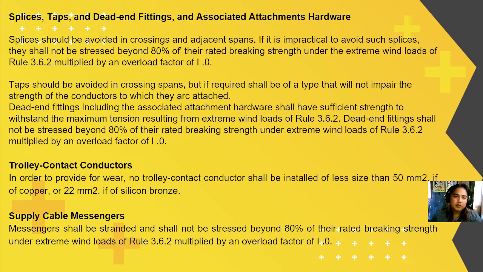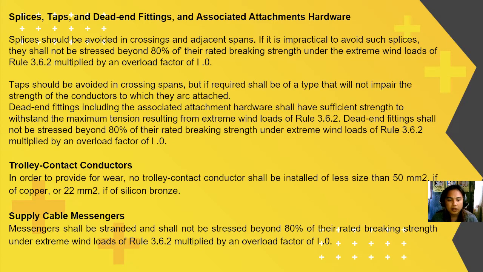So dead ends, fittings including the associated attachment hardware shall have sufficient strength to withstand the maximum tension resulting from extreme wind loads of Rule 3.6.2. Dead end fittings shall not be stressed beyond 80% of their rated breaking strength under extreme wind loads of this rule, multiplied by an overload factor of 1.0.